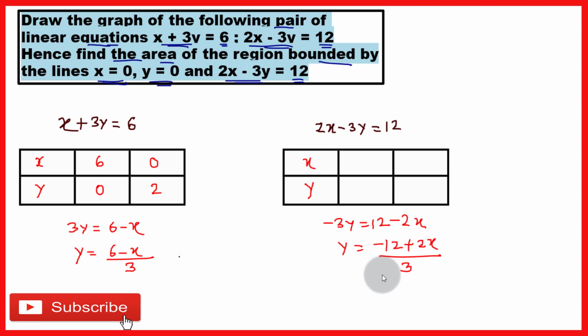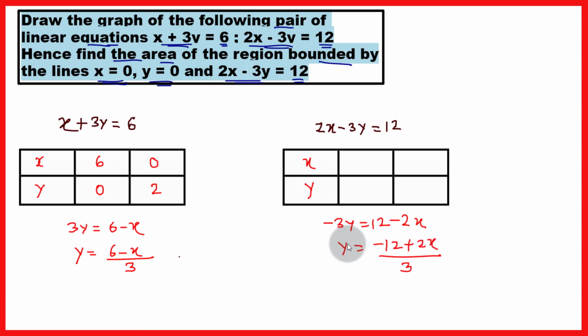Now here I go on taking the value of x and find the subsequent value of y, and so here I take x as 6. If you take x as 6, this will be 6 twos are 12, and minus 12 plus 12 will be 0, and 0 upon 3 will be 0. So when the x coordinate is 6, the y coordinate will be 0.